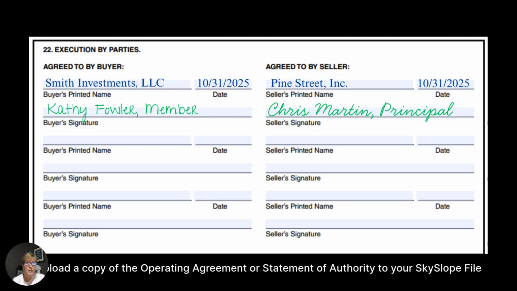Other possibilities is it could be that the operating agreement says that I'm a member of the LLC. In that case, it would be Smith Investments LLC, Kathy Fowler, member. Or the statement of authority could give Chris Martin, principal, the authority to sign on behalf of Pine Street Inc. So, whatever title is given in the operating agreement, that's how the person who's actually signing the contract needs to be identified. And then the buyer or the seller, whichever the entity is in this instance, that's where we type out the entity name.